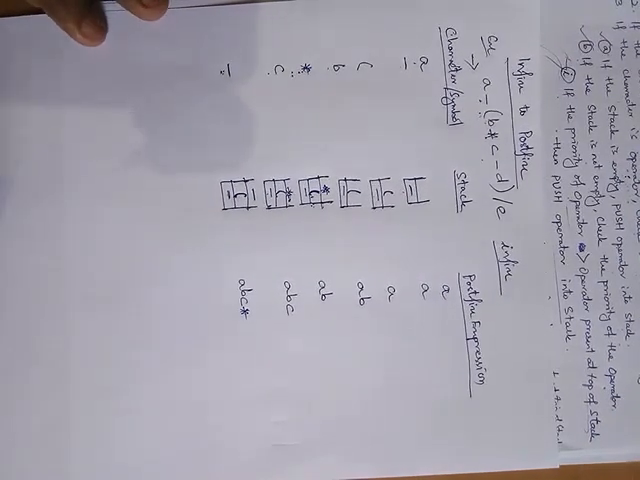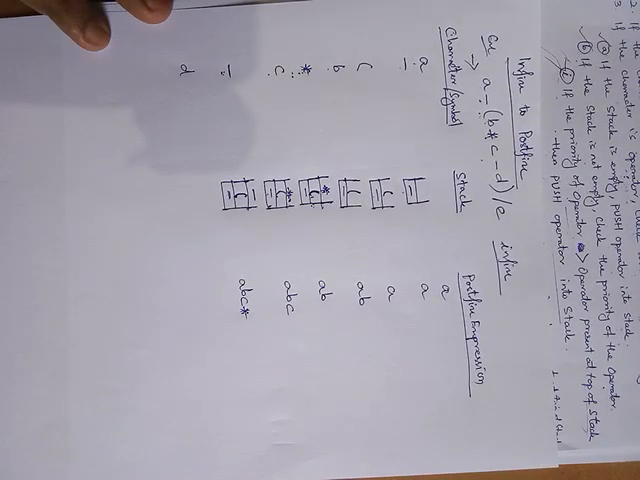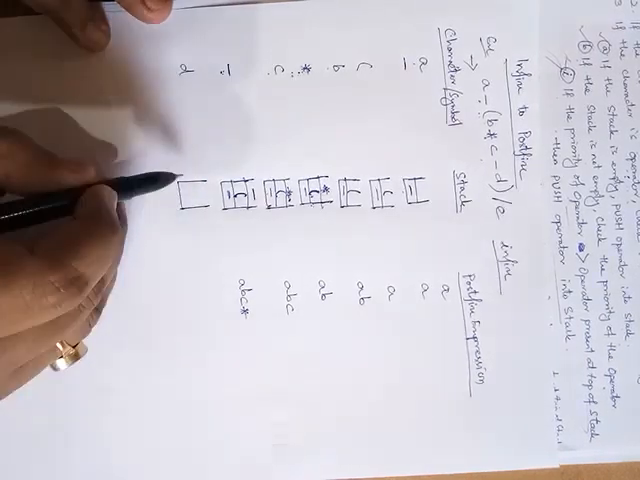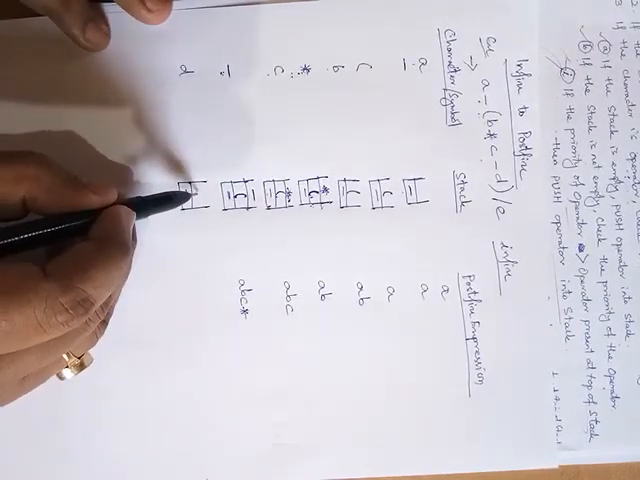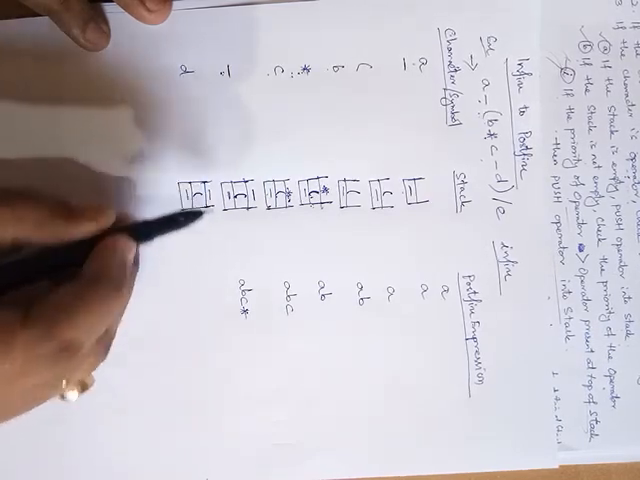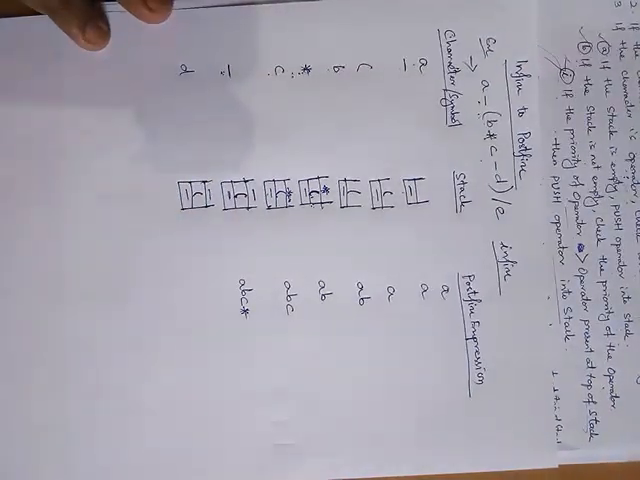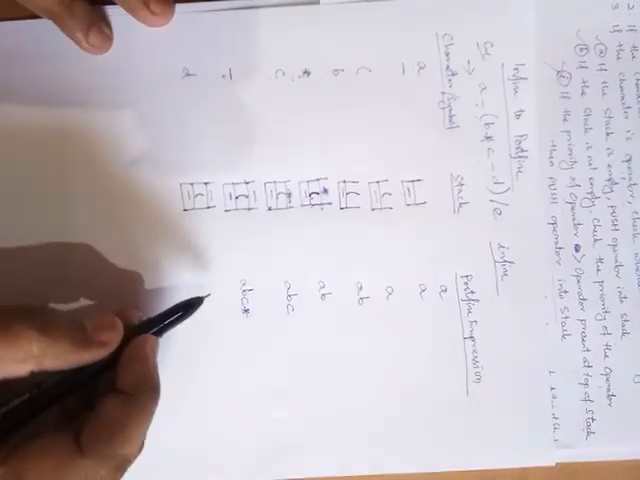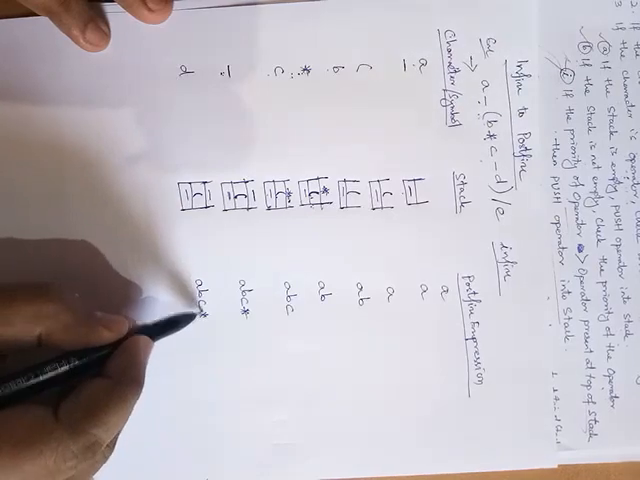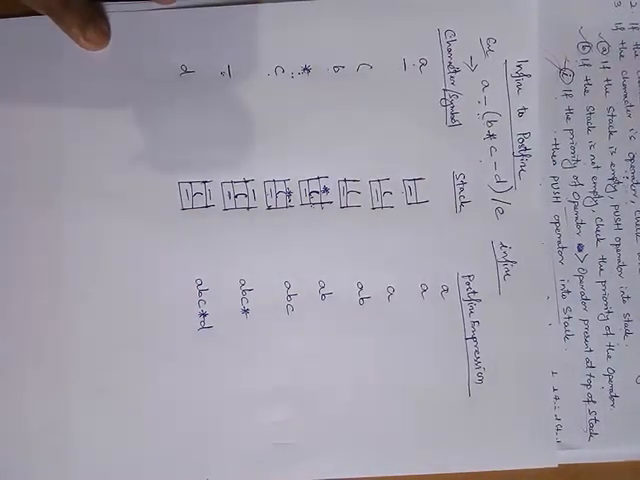Now the next character is D. If the character is any operand, the stack representation will be like this, minus. If the character is an operand, then add it to the postfix expression. That means the postfix expression will be A B C star D.